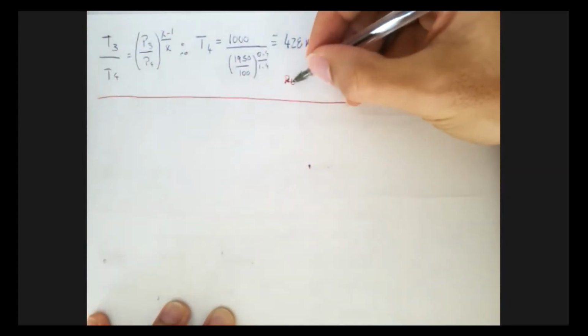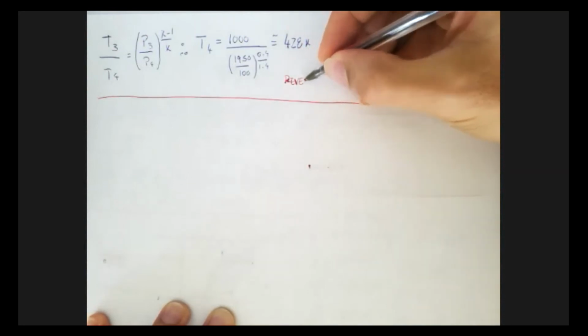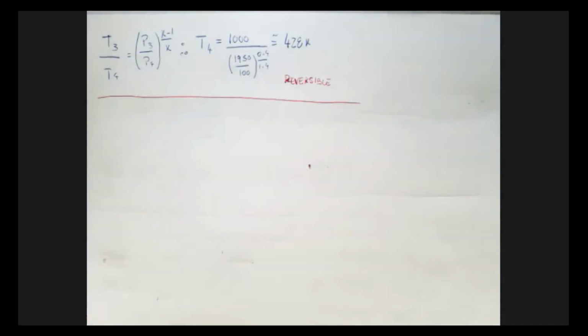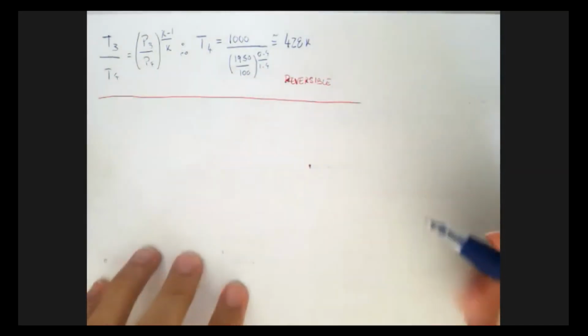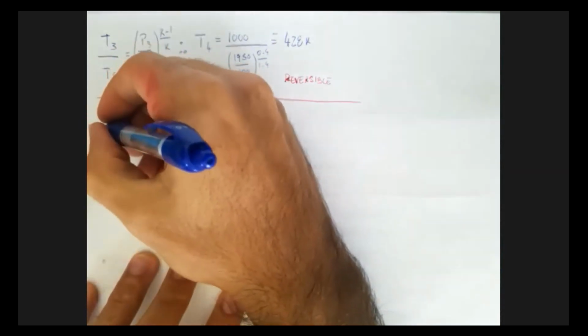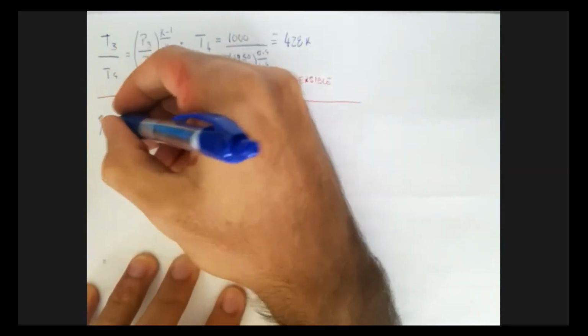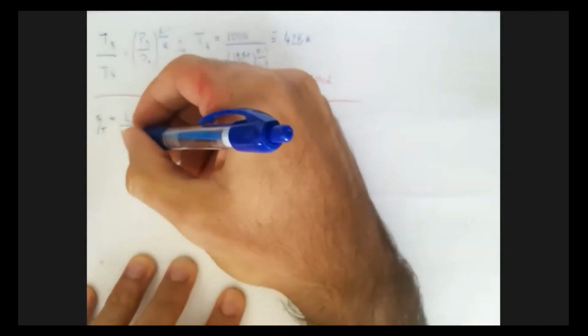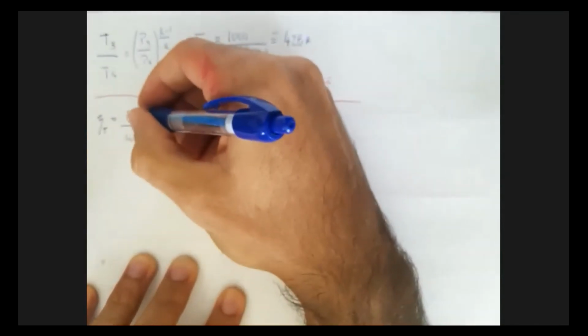This is reversible, right? If we don't have any irreversibilities in our system. But we do. And since we do, exactly the same thing. What is the efficiency for the compressor? Again, it's always the one that's smaller over the one that's greater. In this case, the isentropic one is greater and the actual one is smaller.